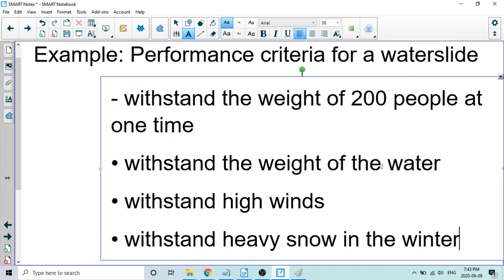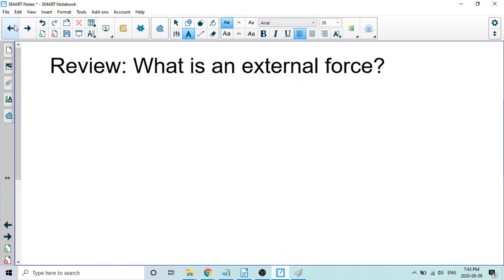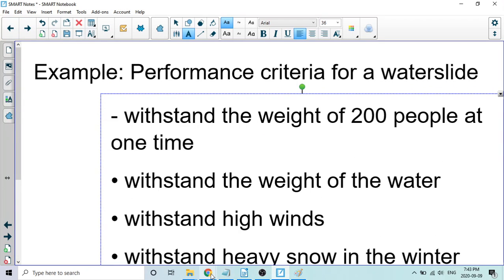It has to withstand the weight of the water in the slide, right? We don't want the water to break it. It has to be able to withstand high wind, so if it starts to get really windy and the wind pushes on the slide, we don't want the slide to break when it's windy. It has to withstand heavy snow in the winter, right? You can't just put a water slide away for the winter. Snow is going to come down and it's going to fall on it. You have to make sure the snow does not break the slide. Otherwise, come next summer, there will be no slide to use, right? That's next time's. All right.